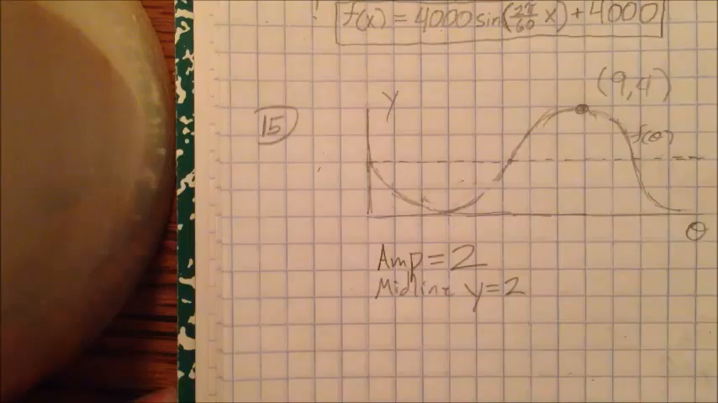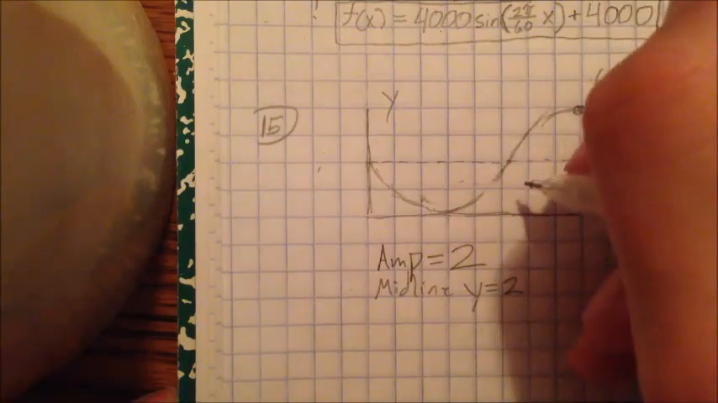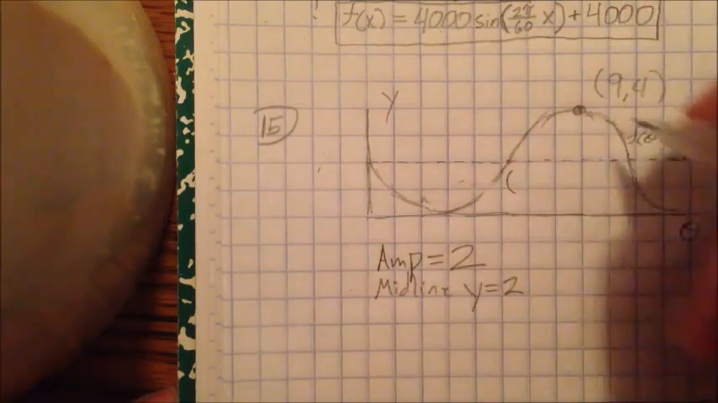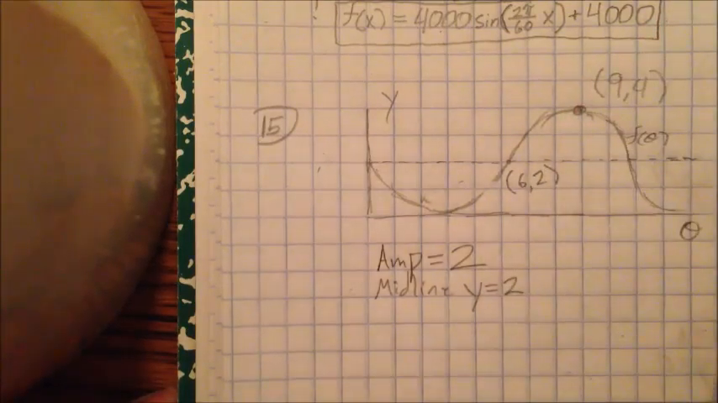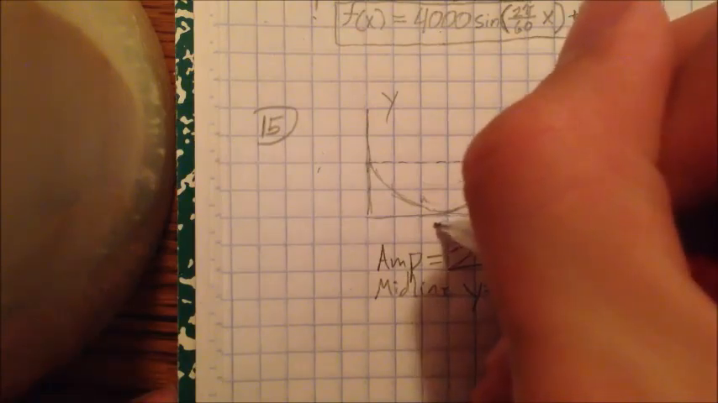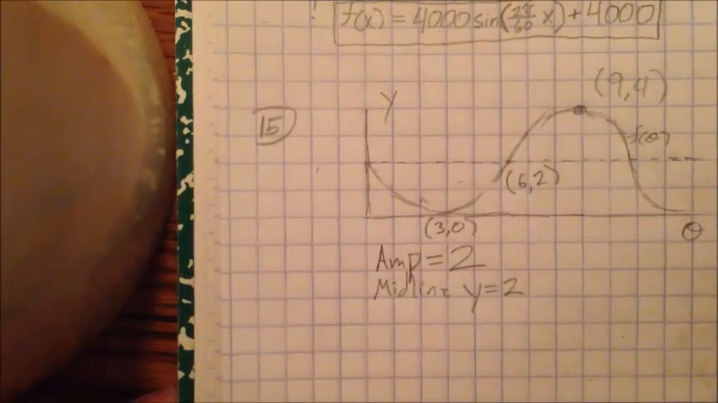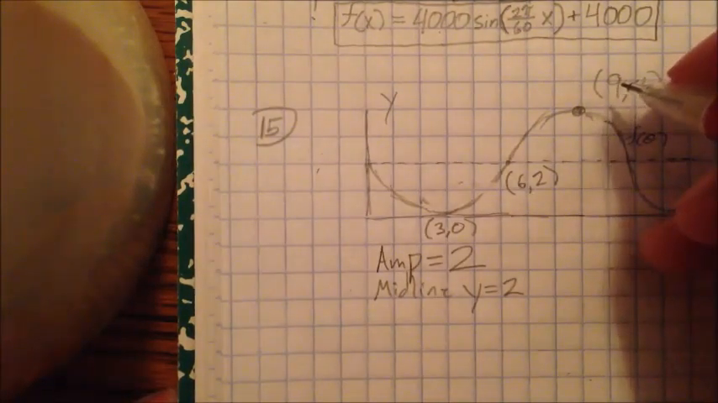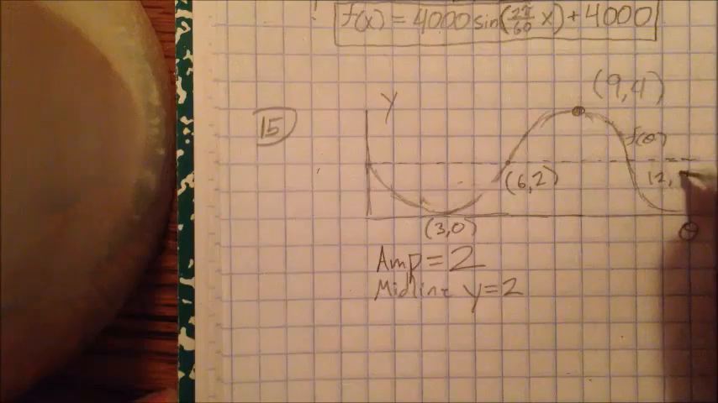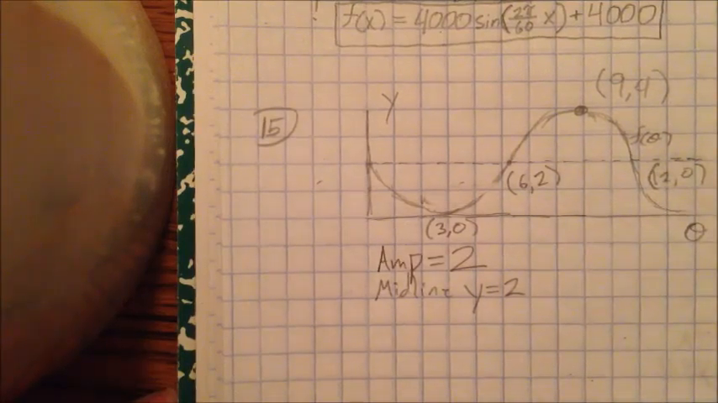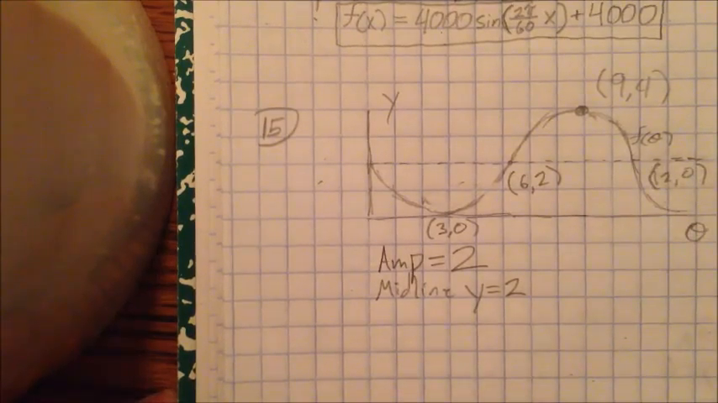So we know that these in a way are sort of evenly spaced. So knowing this, I can conclude that at this point here we have 6, 2, and that here we have 3, 0, and here we'd have 0, 2. But what that also means is that here at this point, we have 12, 0. And that's important because without this point, we couldn't find the period.